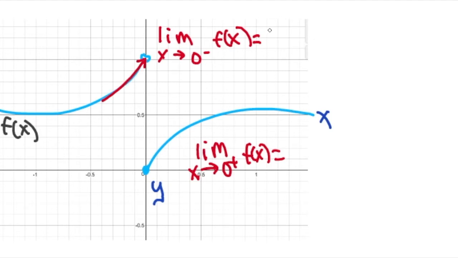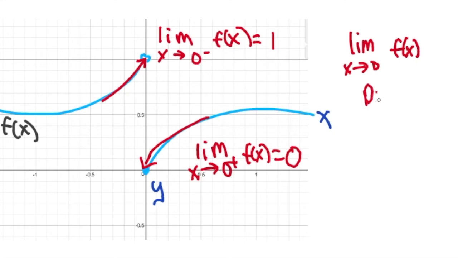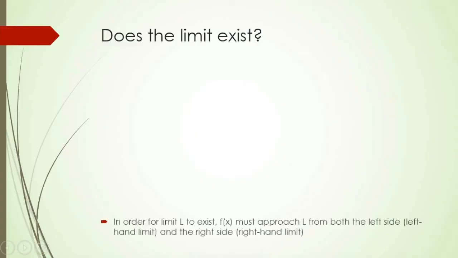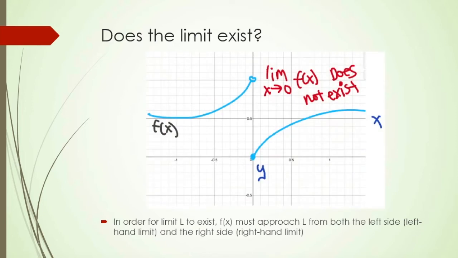Take this graph for example. The left-hand limit as x approaches 0, is 1. But the right-hand limit as x approaches 0 is 0. Therefore, we say that the limit at x equals 0 does not exist. Remember, in order for a limit to exist at a point, the left-hand limit of that point must equal the right-hand limit of that point.